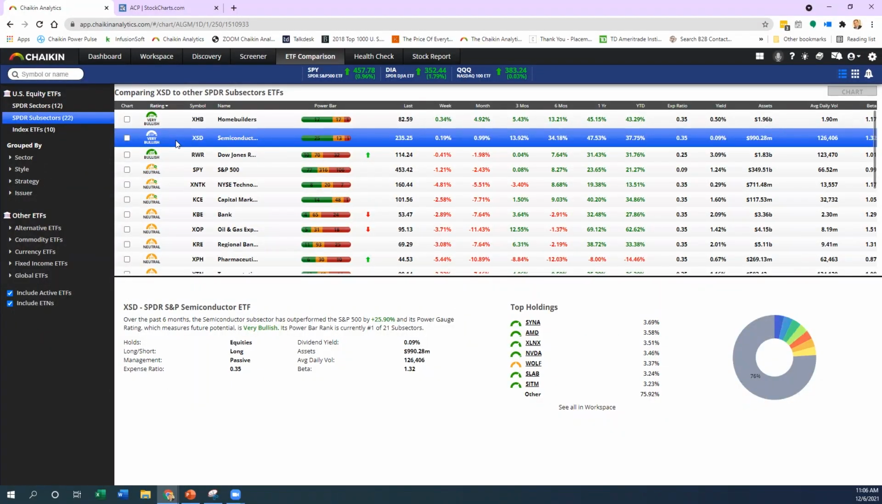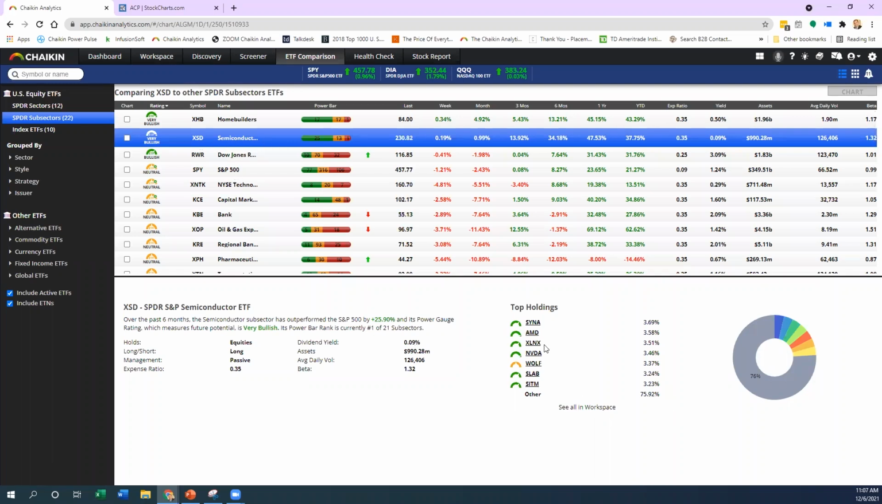Okay, we're back here at the Chaikin Power Gauge system on our software. And from week to week, as I said, I'll go over the ETFs that are setting up. Last week we did home builders. We still like home builders. All of our subscribers got some names that looked good inside this ETF today. But we're looking at XSD here today, which is the SPDR S&P Semiconductor ETF, symbol XSD, and it's equal weighted.